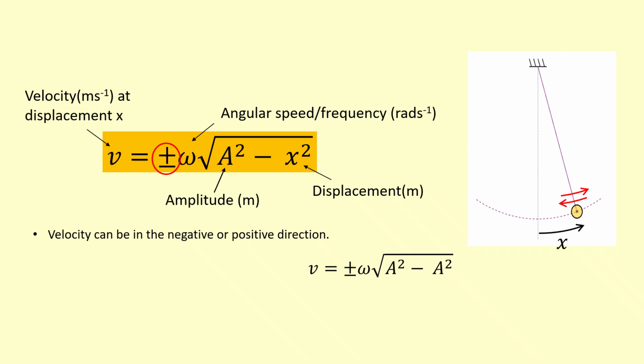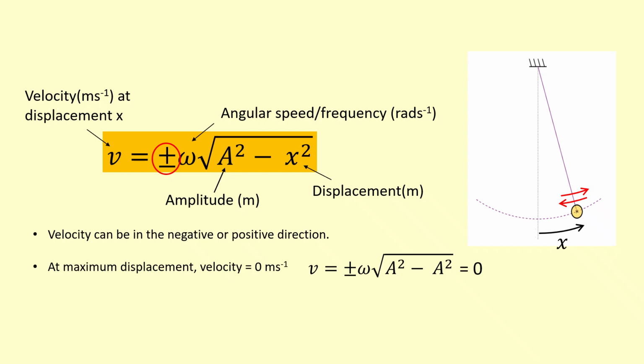Okay, and let's take this equation here and put in the maximum displacement, which is the amplitude. If you put that in, you get A squared minus A squared, which is 0. So at maximum amplitude, at the very biggest possible displacement towards the right or towards the left, the velocity is 0, which is what we expect. Okay, at maximum amplitude, the velocity is 0.